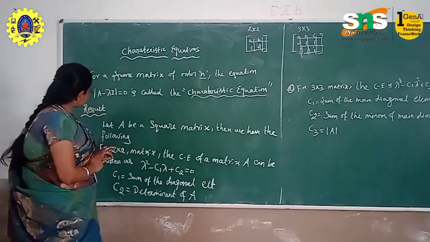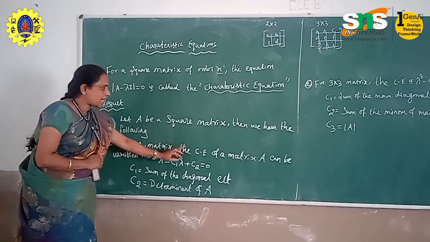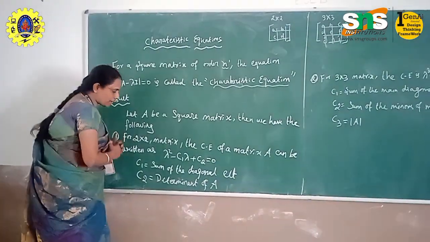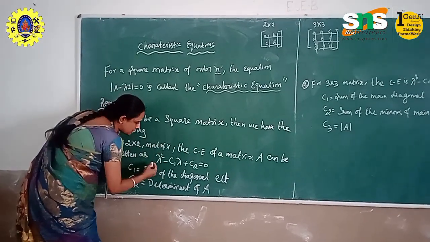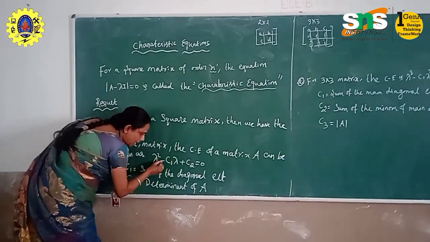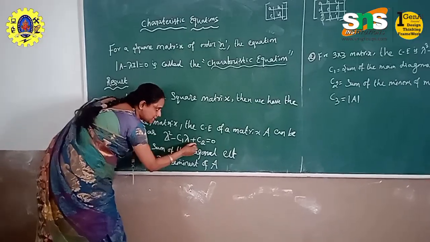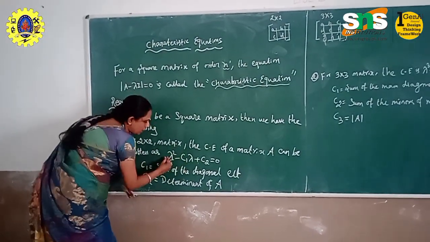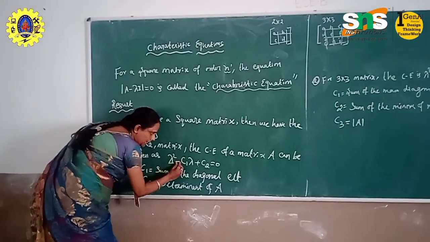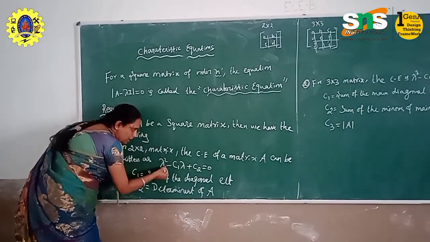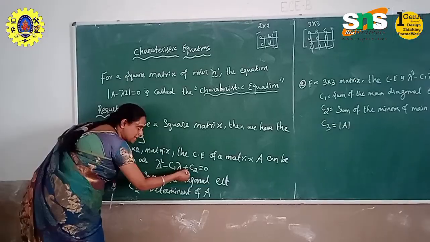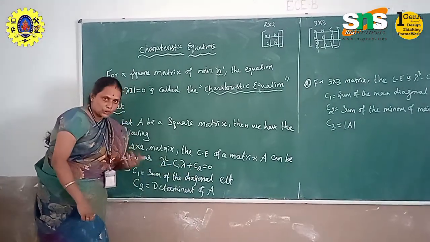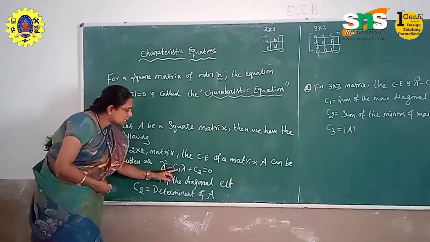For a 2 cross 2 matrix, the characteristic equation of a matrix A can be written as lambda square minus C1 lambda plus C2 equal to 0. We use the alternating signs: plus, then minus, then plus. So lambda square minus C1 lambda plus C2 equal to 0. Here C1 and C2 are unknown values, and now we have to find C1 and C2.